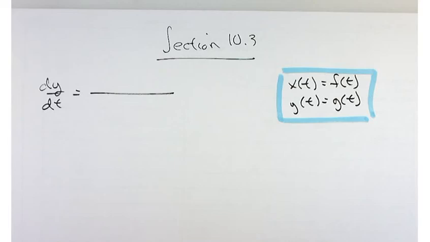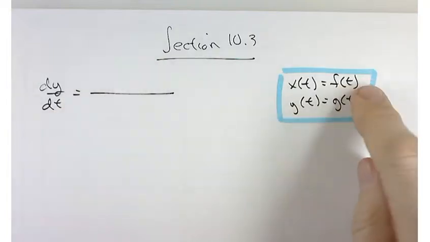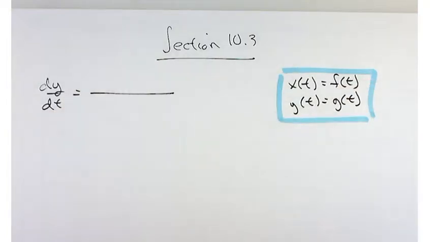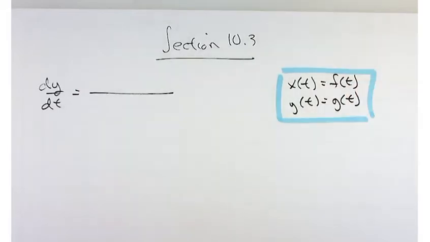So the last section for this course is going to be section 10.3. We're going to work on parametric equations and calculus. Most of my effort is going to be focused on finding the derivative of equations like this, that is the slope of the tangent line to a set of parametrically defined equations.